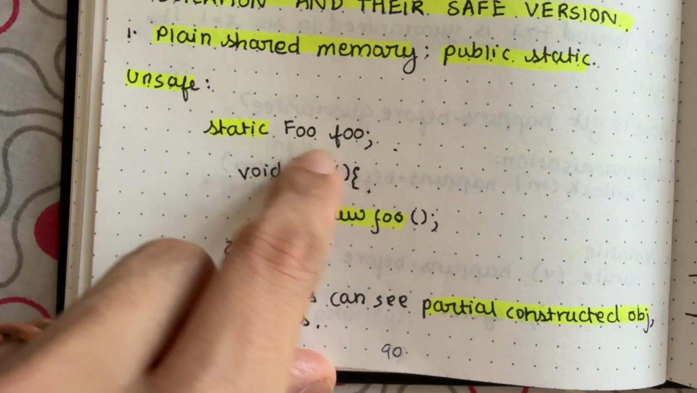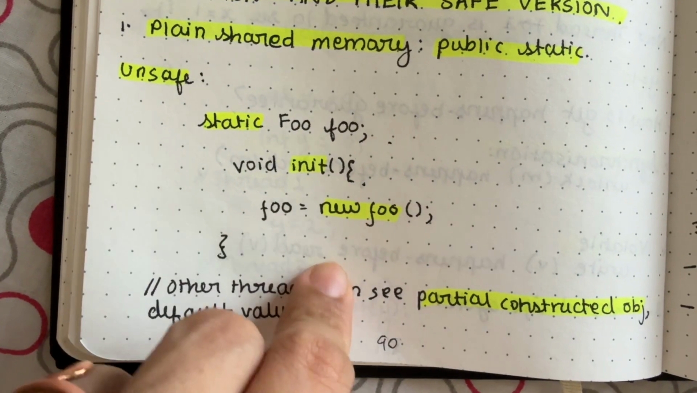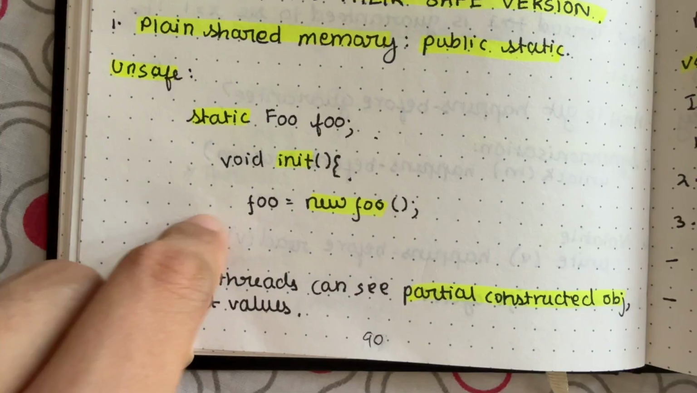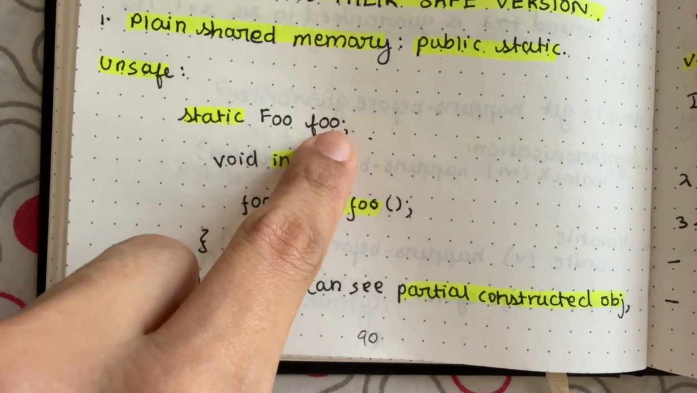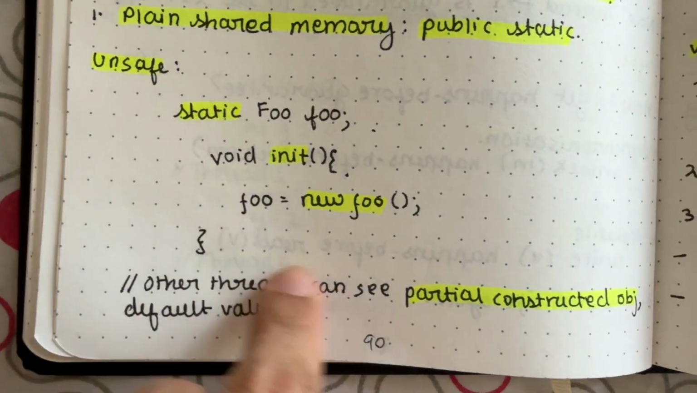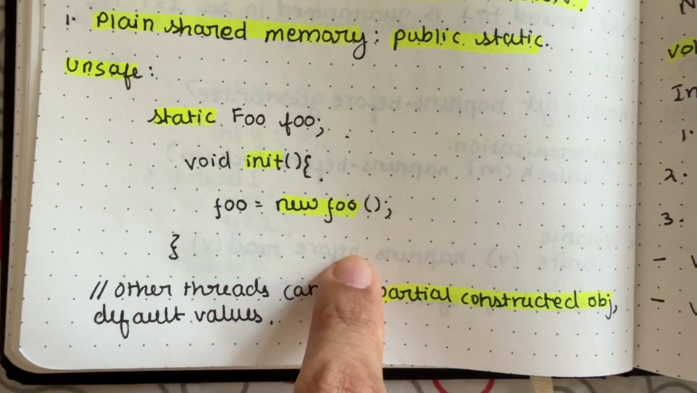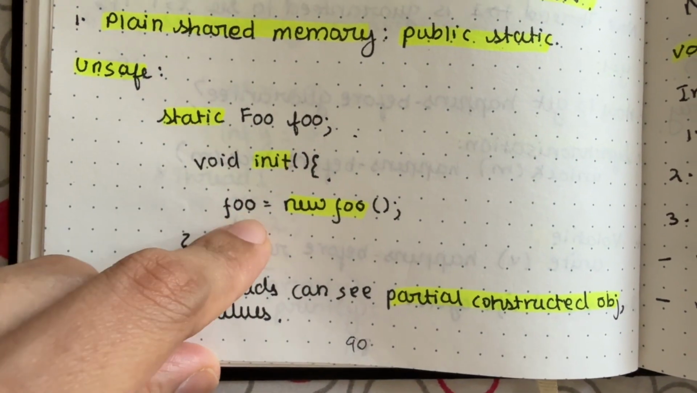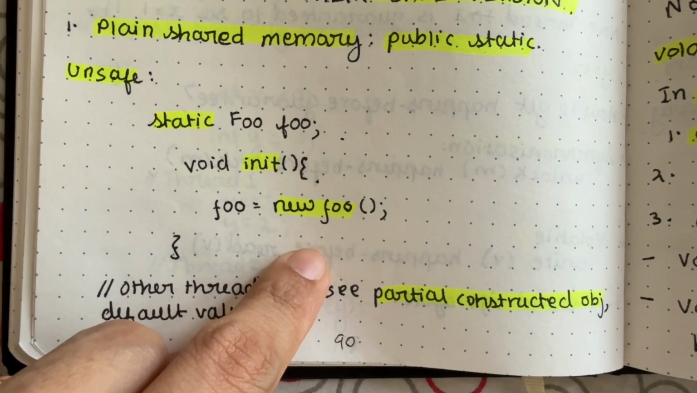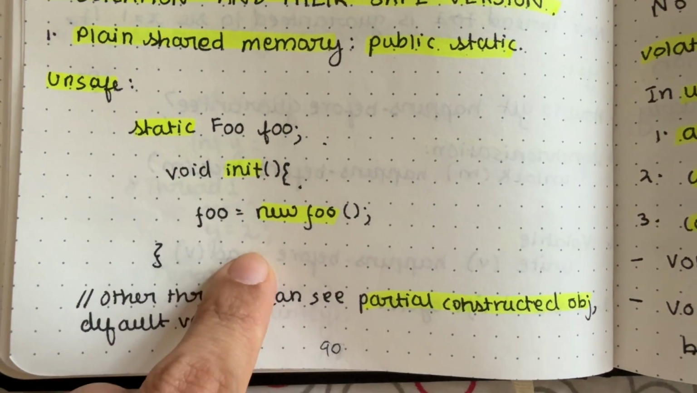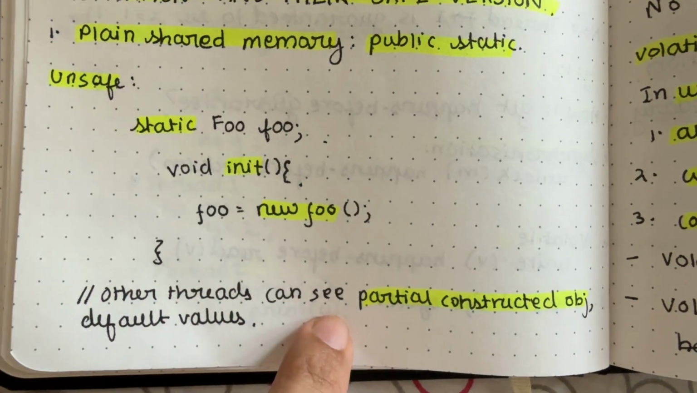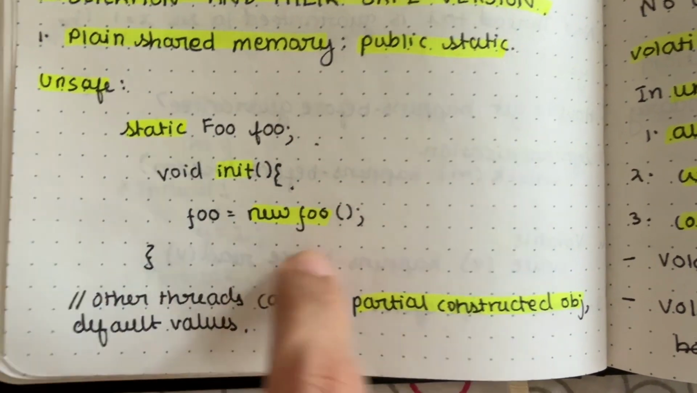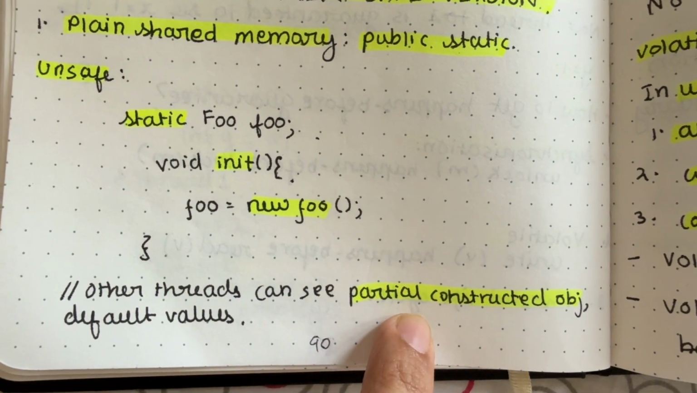Here I have a static variable foo which I am initializing in the init method. Now this is the same example which we saw first. Here what can happen is that foo, being static, can be accessed by multiple threads at the same time. So there can be a case that one thread might be in the process of initializing foo while the other threads can start using foo at the same time. So the other threads can see a partially constructed object which is in the process of initialization and hence can lead to unpredictable behavior.